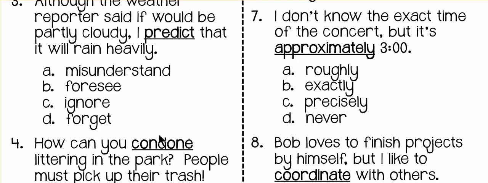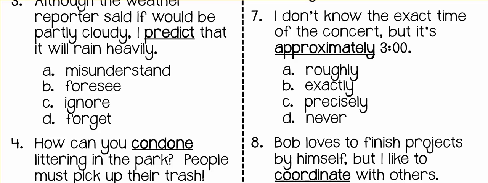And number 4, my screen will scroll, which it won't. It says, how can you condone littering in the park? People must pick up their trash. And I'm sorry the answers aren't showing, but my screen won't let me. So your options are, how can you condone? How can you allow littering in the park? Because she's saying people must pick up their trash, and she's saying it very angrily, like, how dare you? How could you? So she's saying, how could you even allow this?